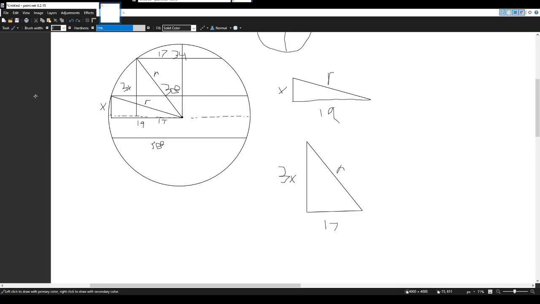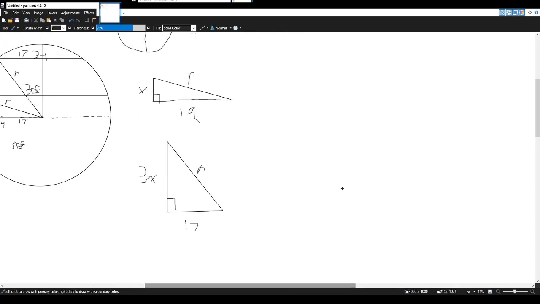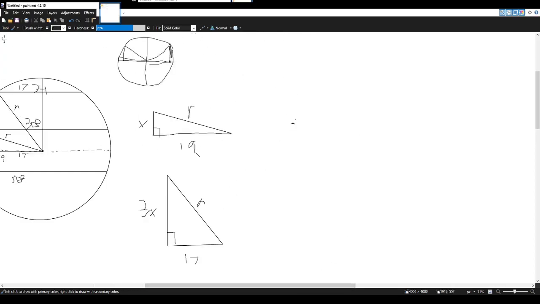So we know these are right triangles because we pretty much chose to drop this straight down to intersect with that line, right? So we can say that these are right triangles. And now, obviously, with right triangles comes the Pythagorean theorem, right? So we can write that out right here. The Pythagorean theorem: x squared plus 19 squared equals r squared.